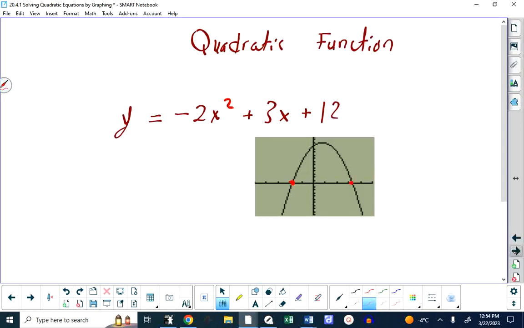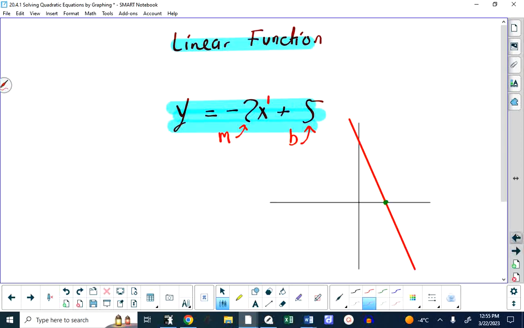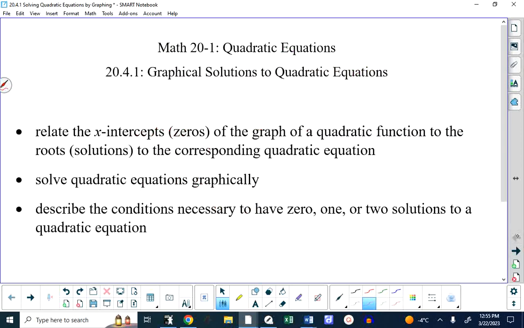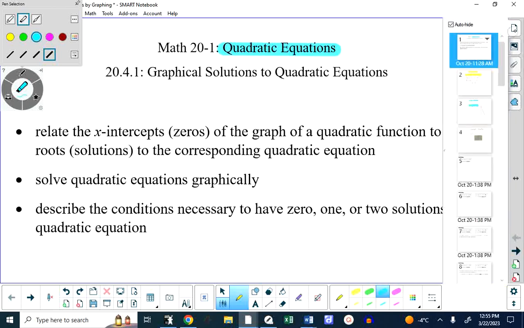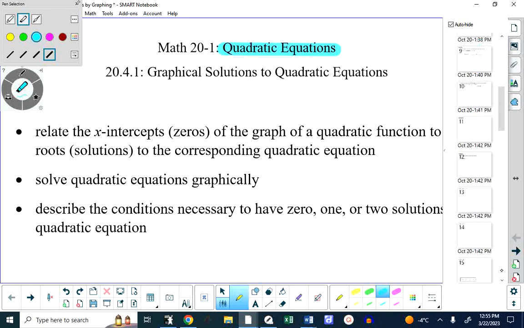A quadratic function can have two x-intercepts, or one x-intercept, or no x-intercepts. If you look at the title of this unit, it's quadratic equations. So we are going to be dealing with things like, well, we can look at the examples. We're not going to do the examples right now.